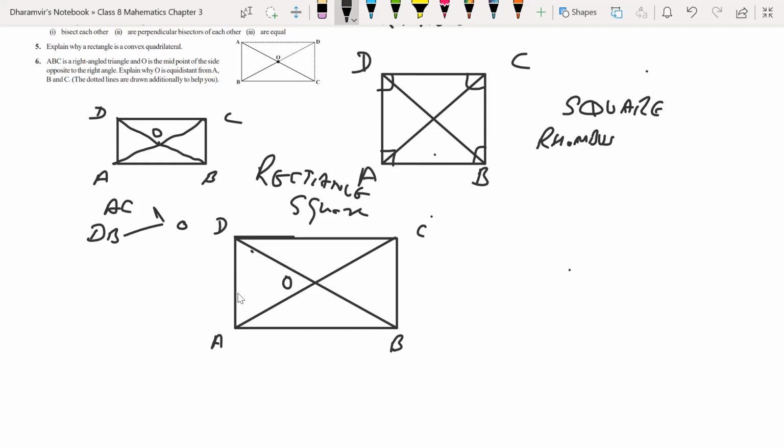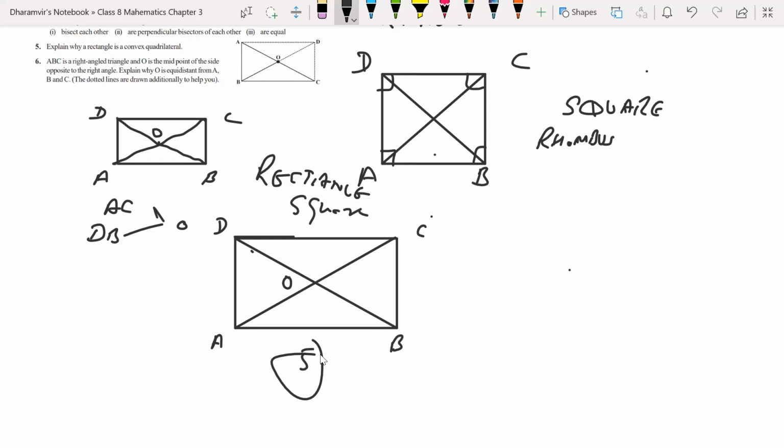So rectangle ABCD has 4 sides. Its diagonals AC and BD lie inside the rectangle. Hence, this is a convex quadrilateral. A convex quadrilateral is a quadrilateral whose diagonals are inside the quadrilateral. So this is the answer to question 5.